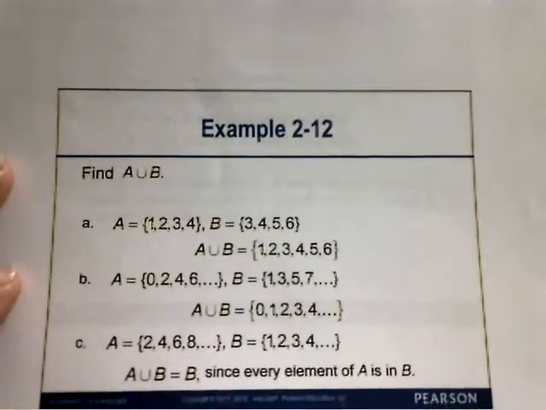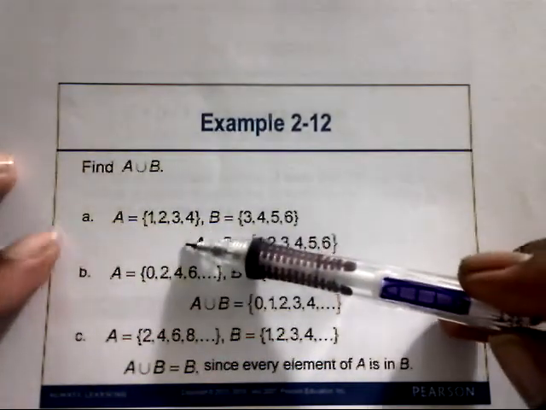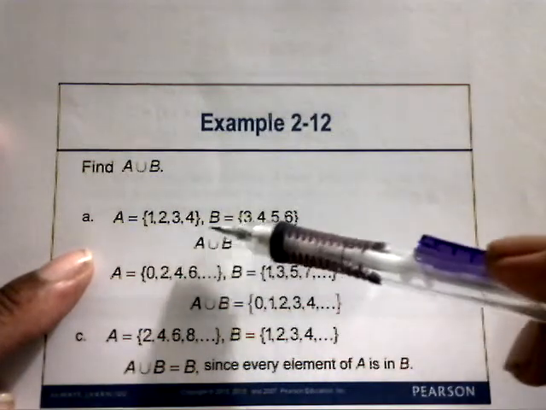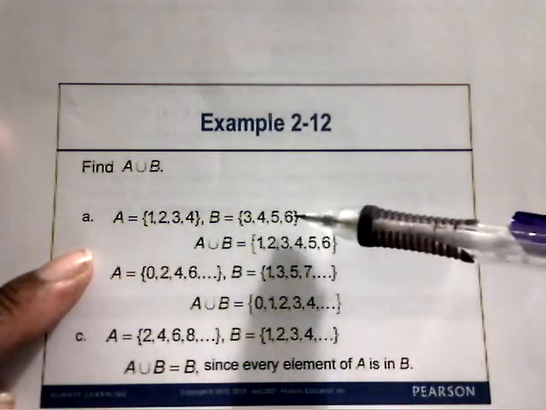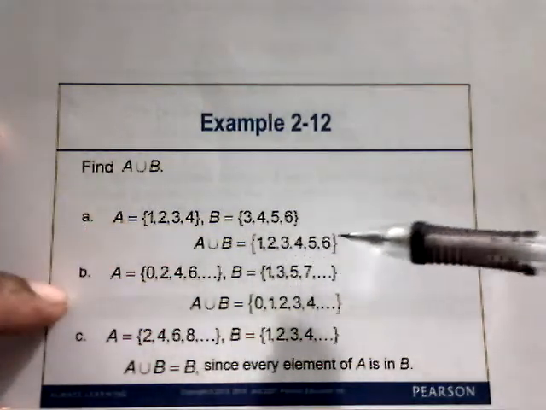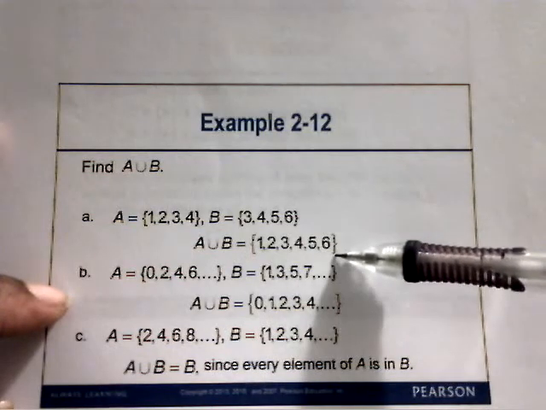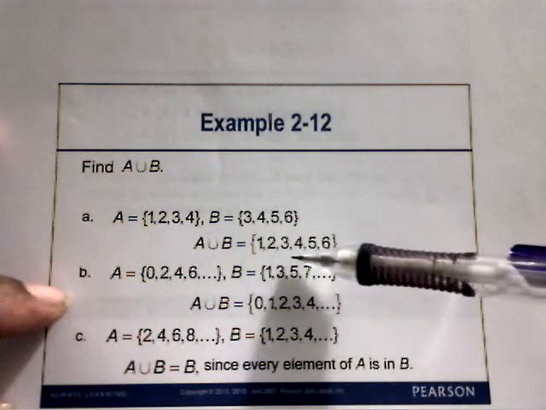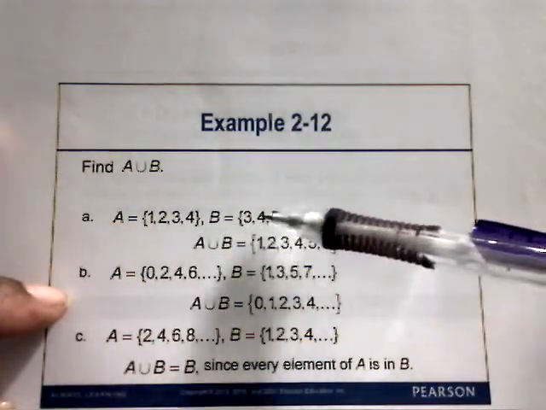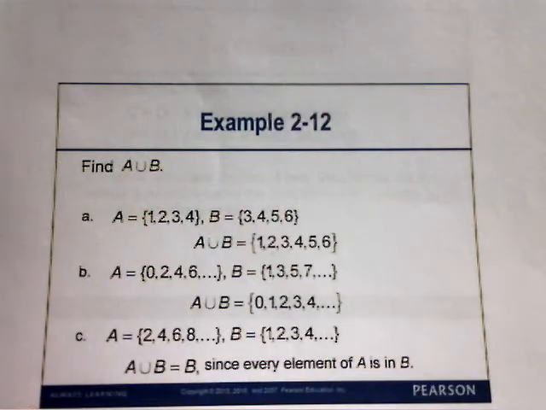So if we want to find A union B, or the union of sets A and B, let's say part A has the elements 1, 2, 3, 4. B has the elements 3, 4, 5, 6. The union, we put the two together to get this. A union B will be 1, 2, 3, 4, 5, 6. Okay? And we write each element only once. Even though 3 and 4 are in both A and B, we still write each element only once.